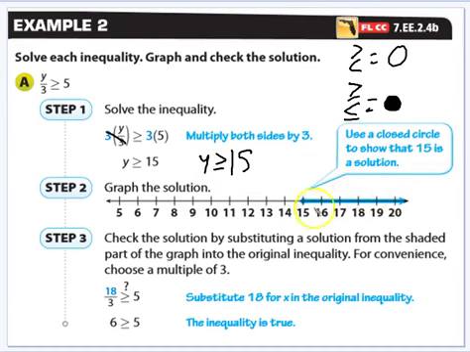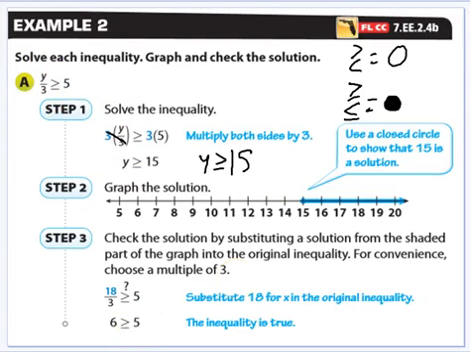Then if you check, we'll go 18. We'll plug it in. 18 divided by 3 is 6, and that is greater than or equal to 5, so it is true.